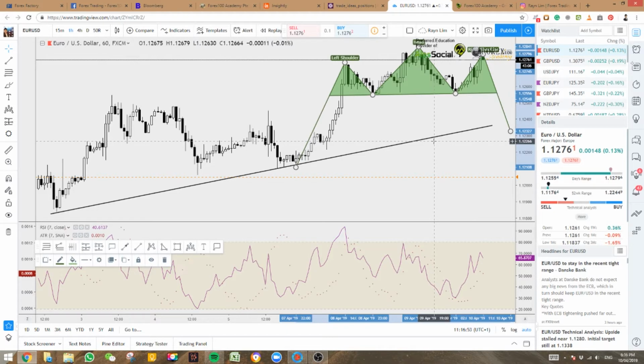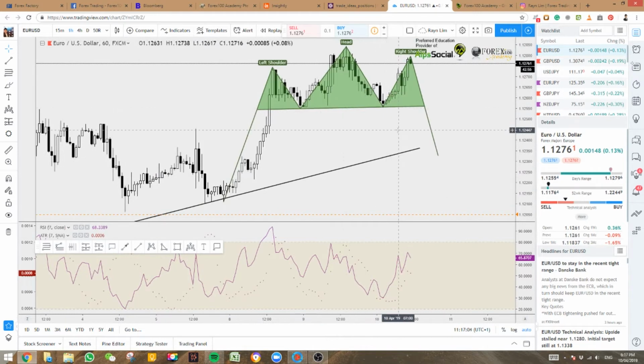It's not for me though. Yeah, I need a certain Fib ratio to qualify as a head and shoulder formation. So what I can do is wait for the completion of this movement.